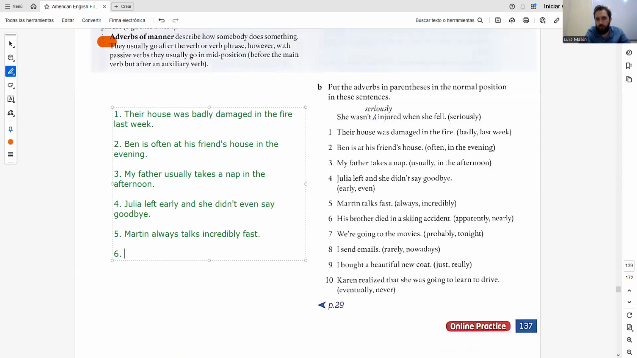Number 6, his brother died in a skiing accident. Notice how the adverbs give a lot of extra information here. It's a totally different sentence with the adverbs included. You need to start with a comment adjective. Apparently, his brother nearly died in a skiing accident.